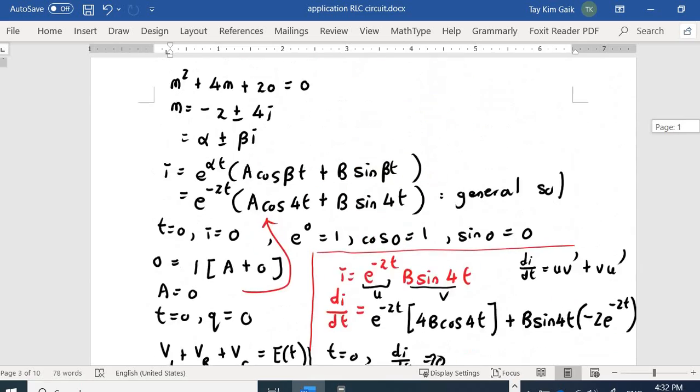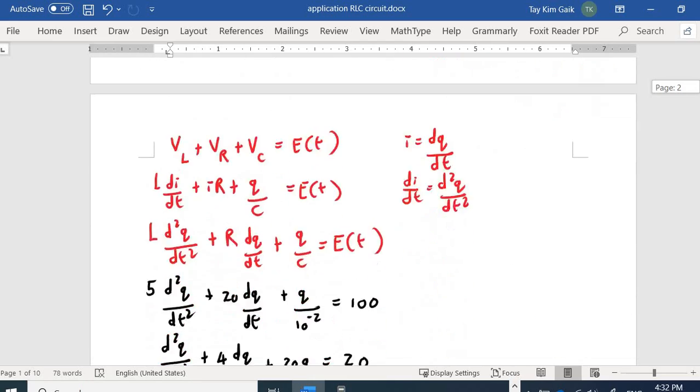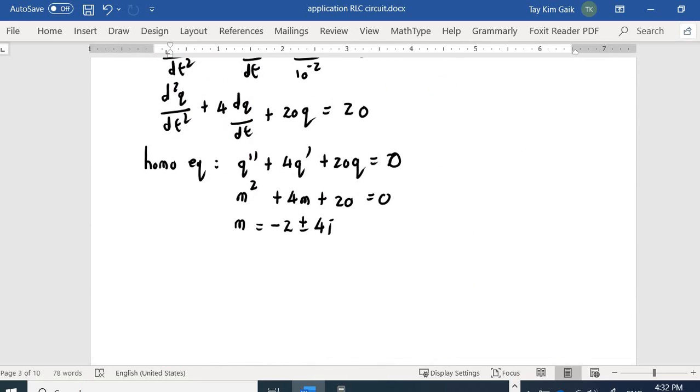So, okay. Negative 2 plus minus 4i. Hence this q for the homogeneous equation is the complementary function, q_c. Exactly, you have e^(-2t)(A cos 4t plus B sin 4t). q_c is similar to the I just now, because when you were solving for current I, you had only a homogeneous equation. That's why we didn't have the I_c.